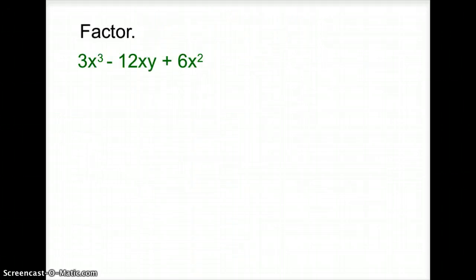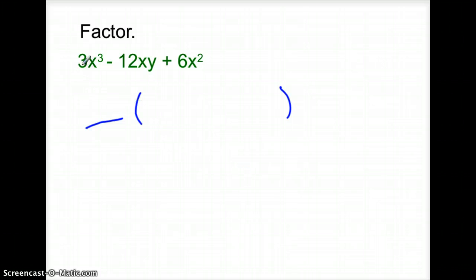A good hint to do factoring out GCF when you're trying to factor polynomials: if there's more than one variable, like in this example there's x and y, probably a good bet all you can do is factor out a GCF. Now that's just sometimes, not all of the time. But factoring out the GCF, here's what you ask yourself. What does each term have in common? And then what's left when I take that away from each term?